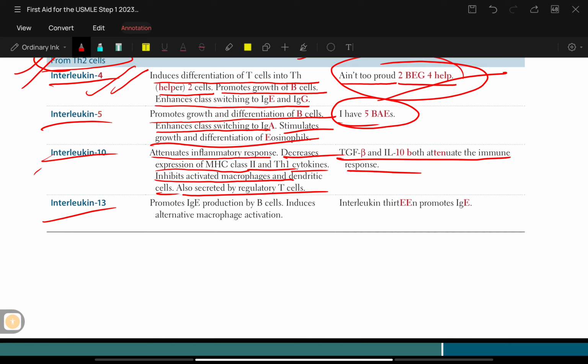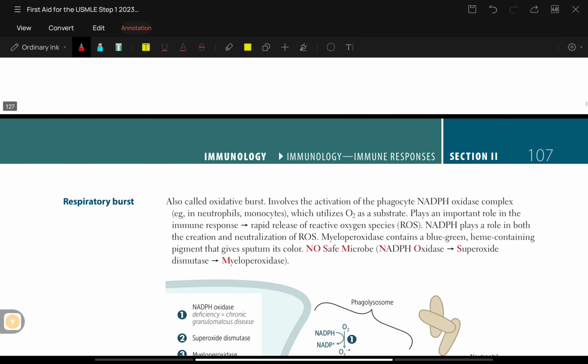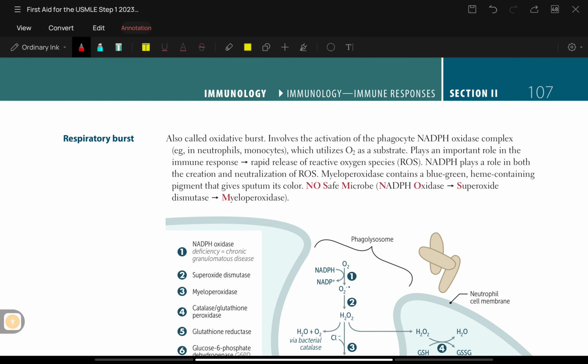Now interleukin 13 promotes IgE production by B cells, induces alternative macrophage activation. Interleukin 13 promotes IgE, given like this to remember and recall easily.